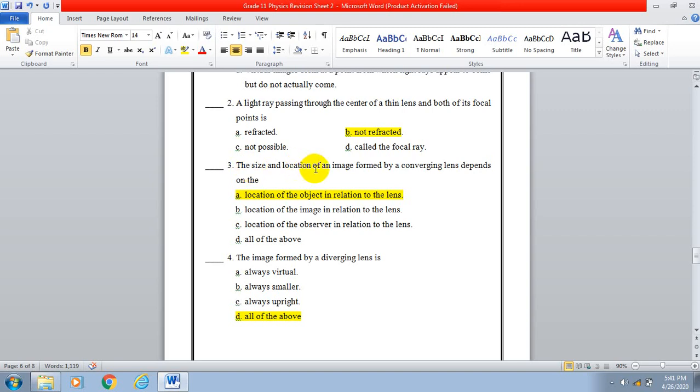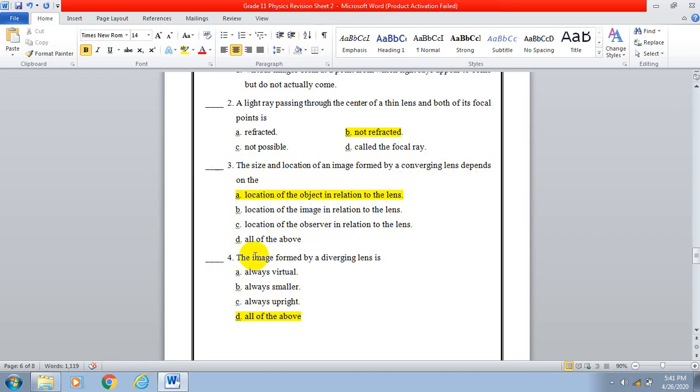The size and location of an image formed by the converging lens depends on what? A. Location of the object in relation to the lens, B. location of the image in relation to the lens, C. location of the observer in relation to the lens, D. all of the above. The fourth one, this is the A option, okay, the correct one.